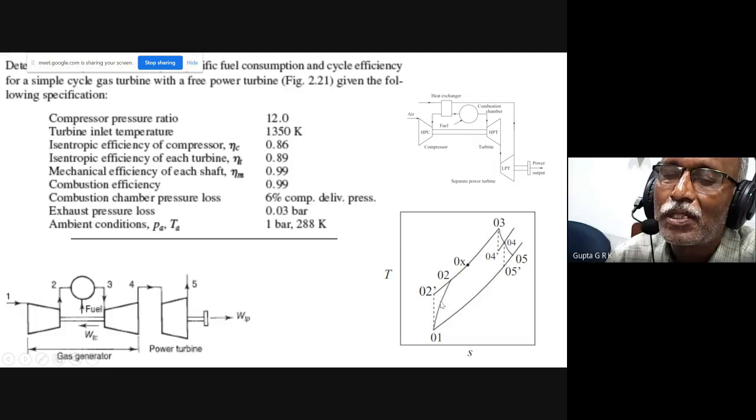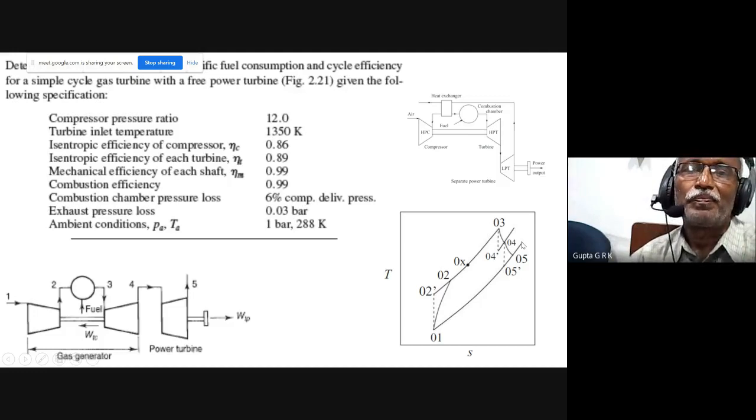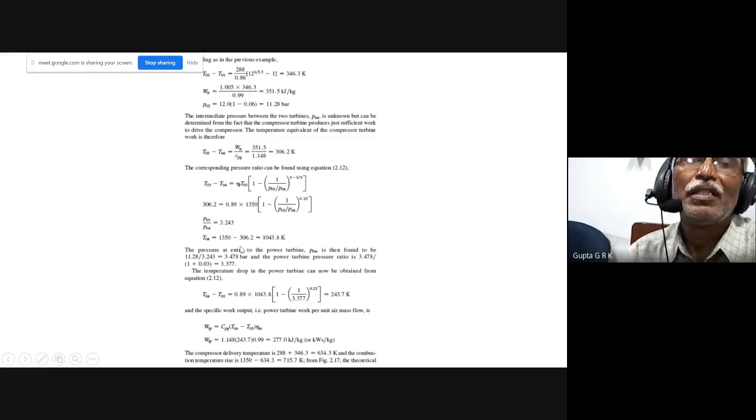So the compressor work is taken by this turbine, and only this power turbine gives me work. So Cp into T04 minus T05 is the power output, and Cp into T03 minus T02 is the heat input. So I can get the efficiency. So you can see the problem that is done here.